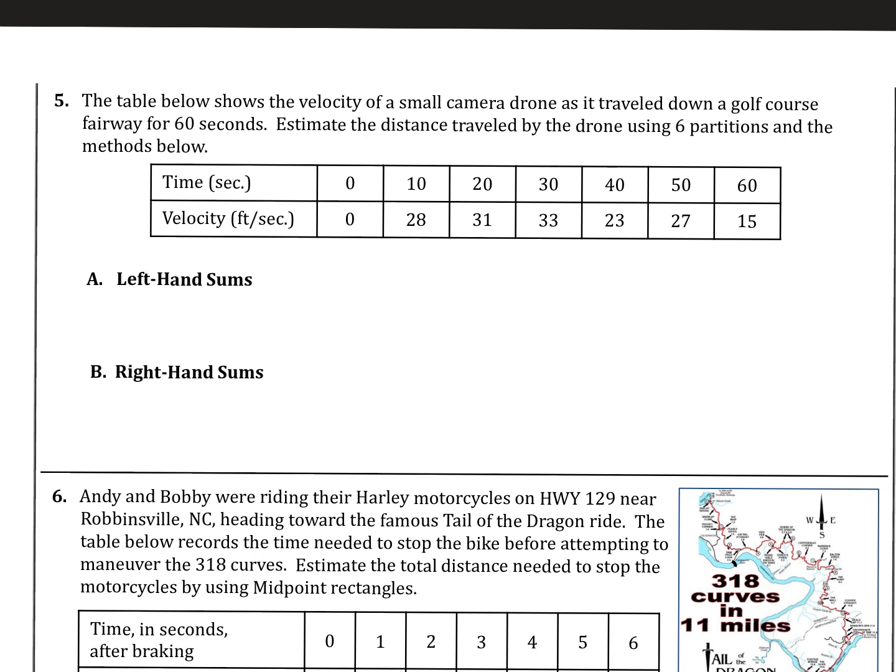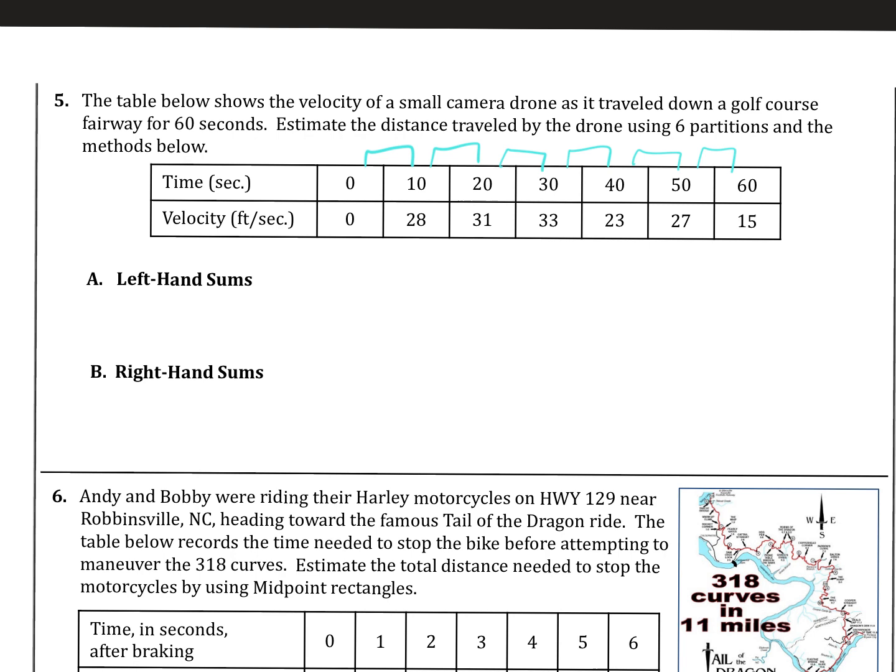So, number 5. The table below shows the velocity of a small camera drone as it traveled down a golf course fairway for 60 seconds. Estimate the distance traveled by the drone using 6 partitions and the methods below. So, 6. Let's think about it. From 0 to 10 would be like 1 rectangle, right? And then another, 3, 4, 5, 6.